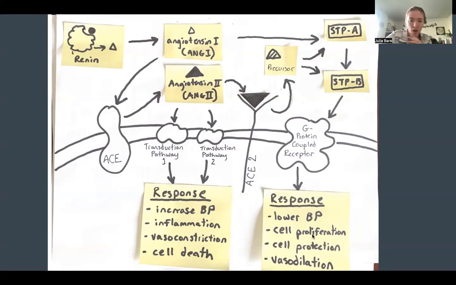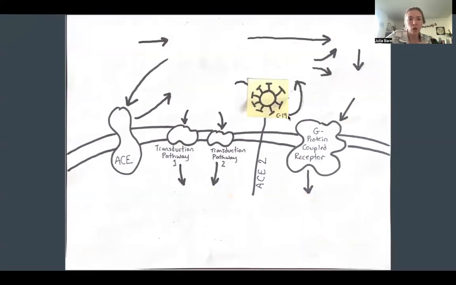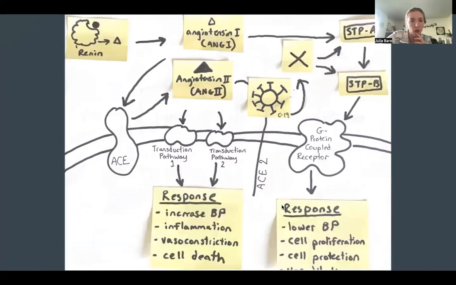Now, what happens when COVID-19 attaches to the ACE2 receptor? How does this pathway become manipulated and changed? Well, if you think about this pathway, if you work backwards, COVID-19 blocking the ACE2 receptor means that it is inhibiting the reinforcement of these signal transduction pathways that lower blood pressure, lower cell proliferation, and increase vasodilation.